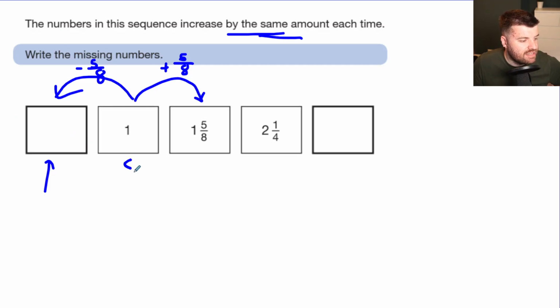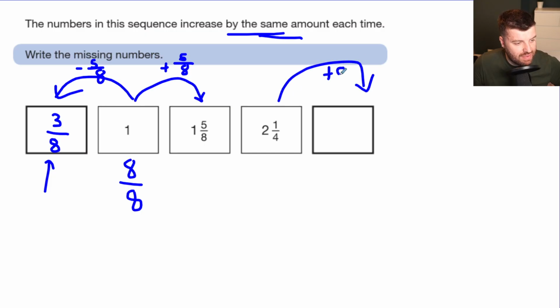So 1 is the same as 8/8. The numerator and denominator always the same for 1 whole. 8/8 take away 5/8, that's clearly just 3/8 there. So we've done the first one. Now it's tricky up here because we have 2 1/4 and we want to add 5/8. So already straight away I'm thinking, okay, the denominators are different. This is a mixed number. This is just a regular fraction.